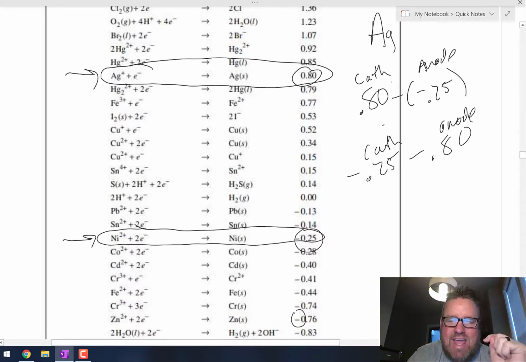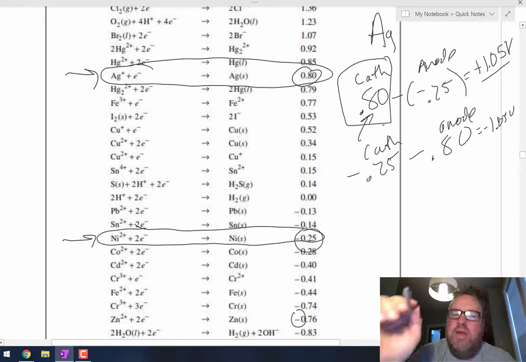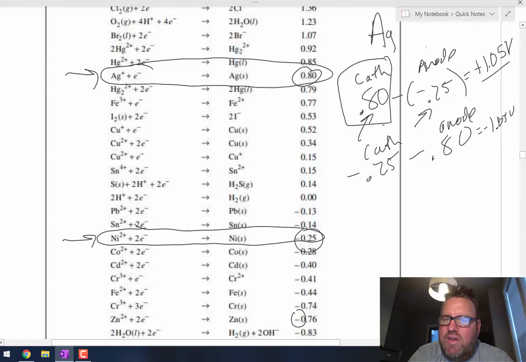0.80 minus negative 0.25 is really 0.80 plus 0.25, which is positive 1.05 volts. Okay? Where obviously this one is negative 1.05 volts. So that tells you that whichever one is 0.80 must be the cathode. And this other one isn't necessarily negative. It doesn't have to be negative. It could be like silver and copper. They don't have to be one number positive, one number negative.